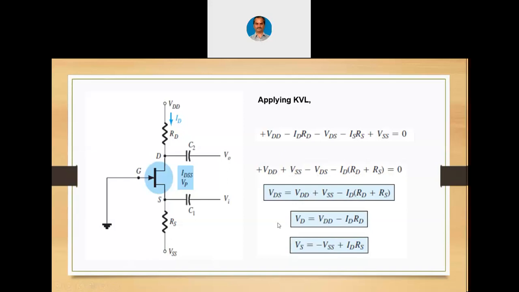We can always find VD is VDD minus ID RD. The voltage at the drain is nothing but total voltage VDD minus the drop across this RD. VS is nothing but minus VSS plus ID into RS, because that source supply is in the other direction. Using all these expressions, we can obtain the Q point also. We can obtain the different voltages at different nodes of the common gate circuit.